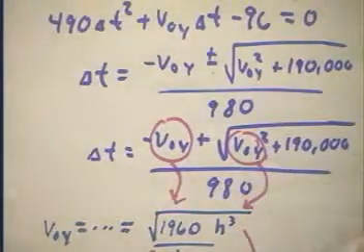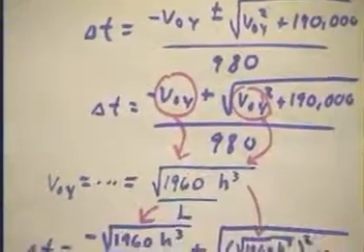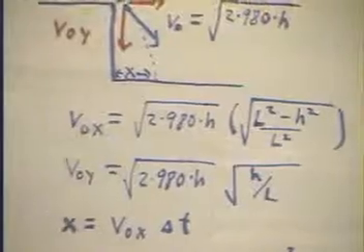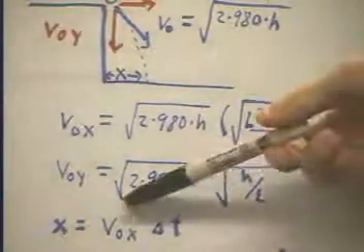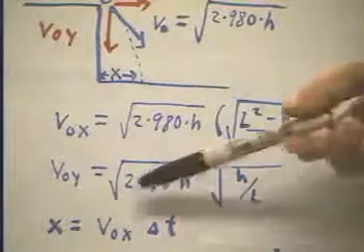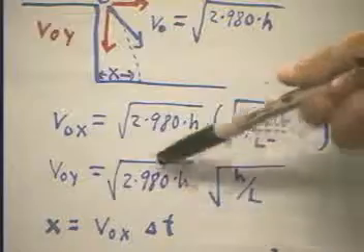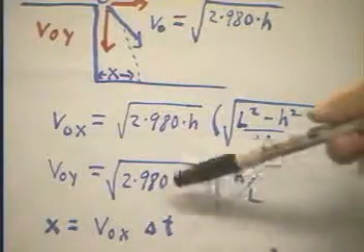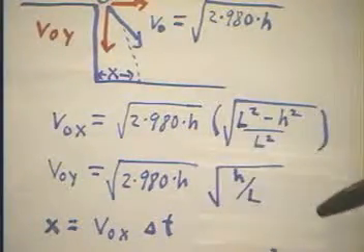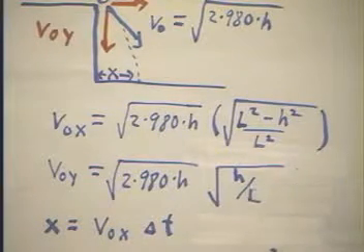Now, we recall that v0y, okay, let's look over here at what v0y was a minute ago. It's a square root of 2 times 980 times h over L. Now we can multiply 2 times 980 and get 1960. That's going to simplify things. We can put all this under the same square root, so we're going to have h times h, which is h squared. And we're going to have an L in the denominator.